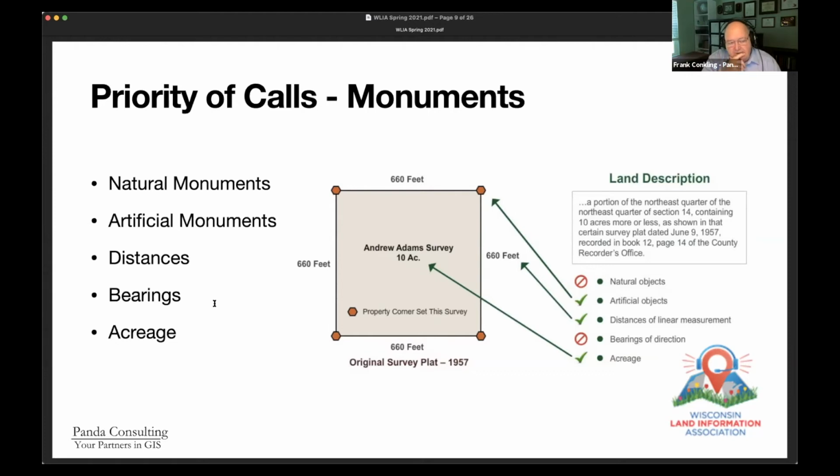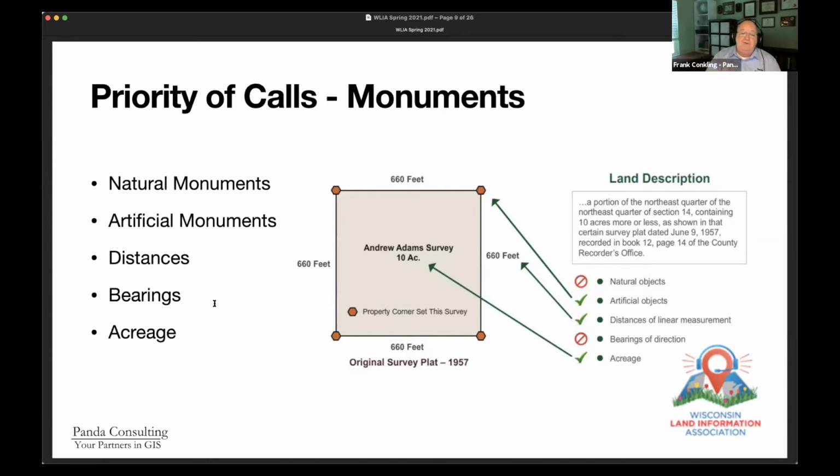Interestingly also though, if I look through this, what about bearings and distances? It turns out that distances are weighted higher than bearings. Again, the bearings, because there's multiple datums, there's multiple types of ways of referencing north. Bearing is always less important than a distance is, but a distance is less important than an artificial monument that was originally established, and even that's less important than a natural monument.